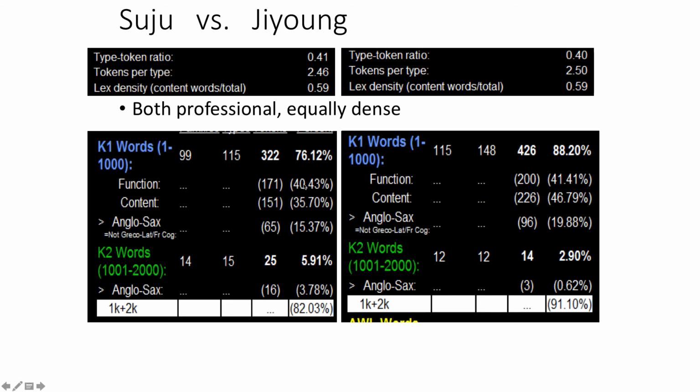We also see the function to content word ratios. So for Suju, this is a little bit easier: 35% of those words are content words, whereas for Jiyoung it's 46.7, so there are a lot more actual content words being used and a little bit less in terms of the ratio of content to function, that connective tissue. That's just in the K1.